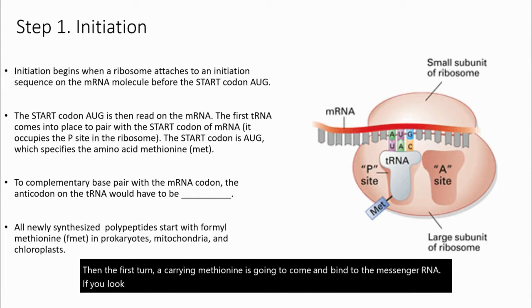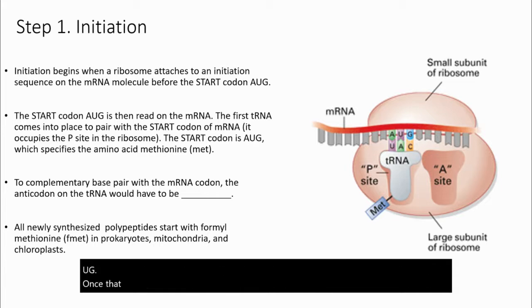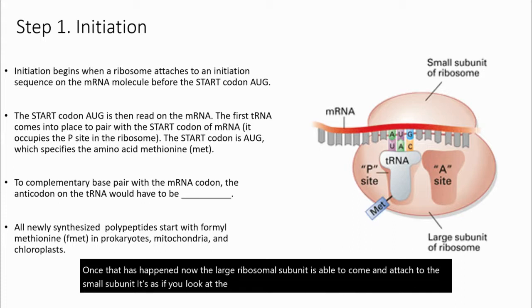If you look at this picture, you'll see how that's happening. The tRNA has the anticodon UAC, which is binding to the complementary start codon found on the messenger RNA, which is AUG. Once that has happened, now the large ribosomal subunit is able to come and attach to the small subunit. If you look at the picture, you can see two of these little binding sites on the large ribosomal subunit. You can see the A site and the P site.